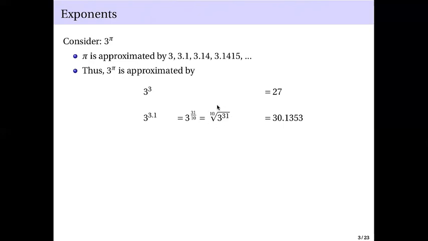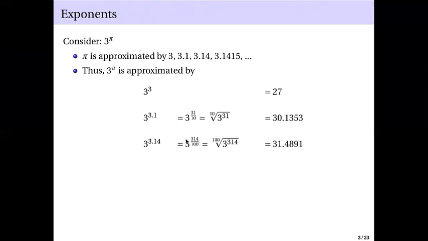So if we use our calculator to compute for this, we will get 30.1353. Now, pi is also approximated by 3.14. So 3 to the pi can also be approximated by 3 raised to 3.14. And 3.14 is also a rational number. As a fraction, it is written as 314 divided by 100.